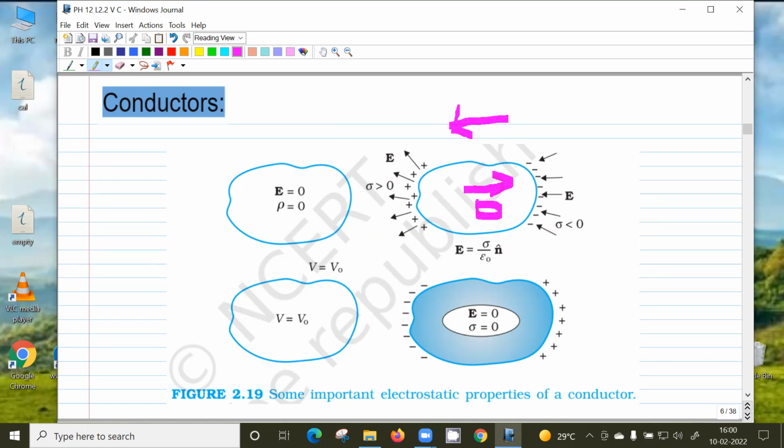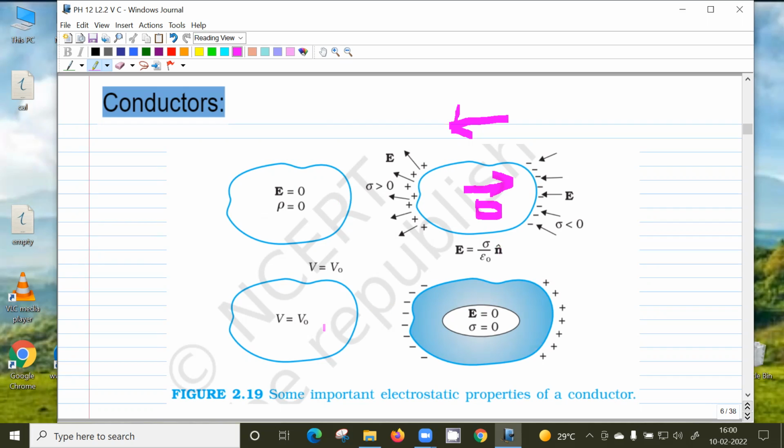So for a conductor, the best way to understand it is that there are a lot of electrons inside which are free to move. If you don't apply an electric field, they will stay where they are. But if you introduce an electric field, they will immediately start moving to produce an opposite electric field until the electric field inside becomes zero. If it does not become zero, the movement will still continue until it does.